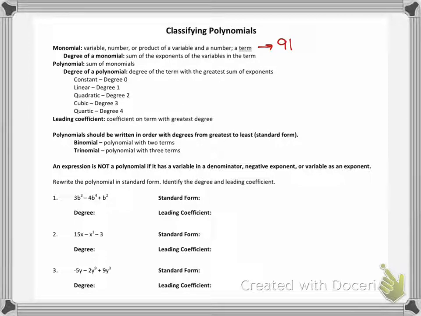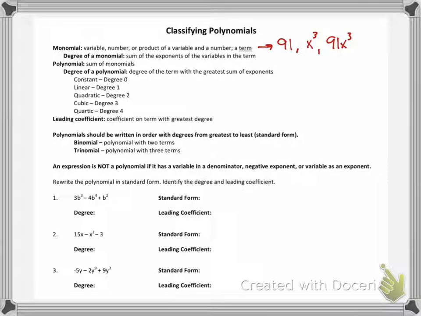It's a singular number. X cubed, that's a monomial. It's a singular term, a variable, whether it has an exponent or not, that's a monomial. If I combine them together, since they're being multiplied together, that's one singular term. 91x cubed would also be a monomial.